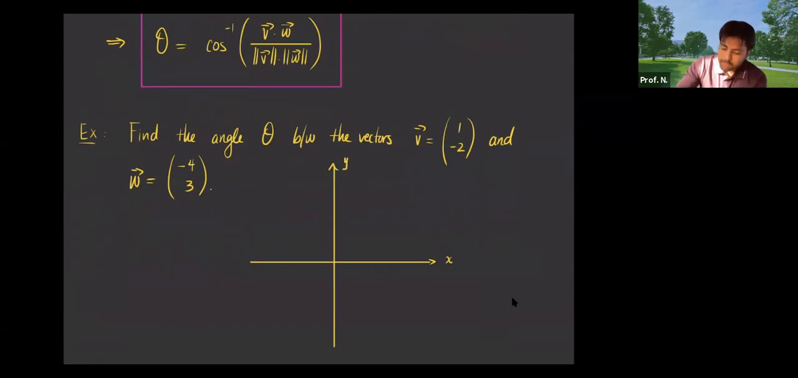So we get 1 comma negative 2. So 1, negative 2. This is my first vector here. We'll call this V. And my other vector, negative 4, 3.